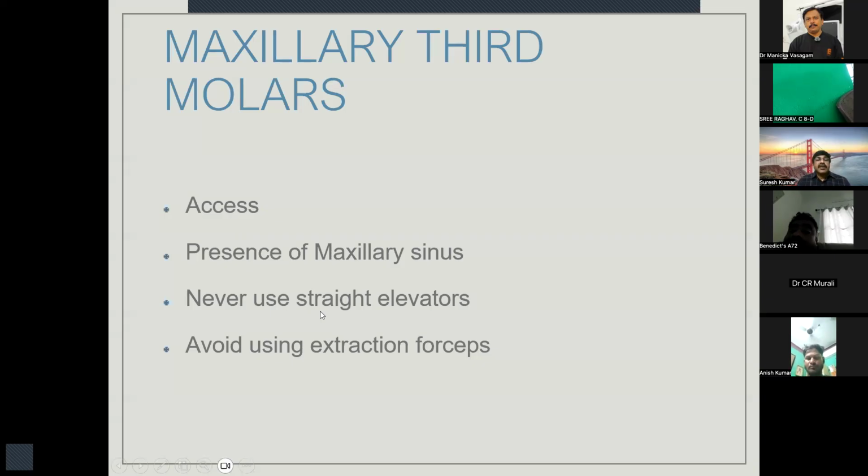When you are trying to elevate the upper third molar, never use couplands or straight elevators, because they deliver more force. You have to use gentle instruments like Cryer's elevators only to luxate the impacted upper third molars, and try not to use the extraction forceps, because they have something called an orange seed popping effect. When you press with your forceps, the tooth, instead of coming occlusally, can pop up cervically or apically into the maxillary sinus. So try not to use the forceps in upper molar impactions. So these are the points which differ from the lower third molar impactions.